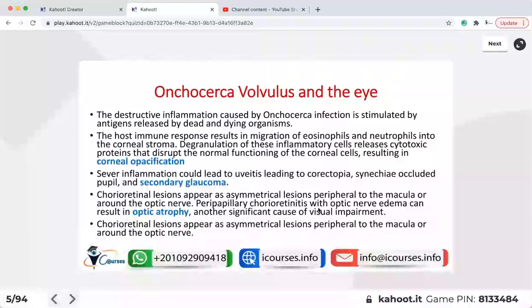The peripapillary chorioretinitis with optic nerve edema can result in optic atrophy. So actually there is no optic neuritis, but just optic nerve edema, which by mechanical effect can cause optic atrophy. The chorioretinal lesions appear asymmetrical, peripheral to the macula or around the optic nerve. This question repeated in both advanced 115 and 180, and I hope it is clear. You will find that most of the public health or community medicine questions were discussed last week, because more than 50% of these questions have repeated between advanced 115 and advanced 180.